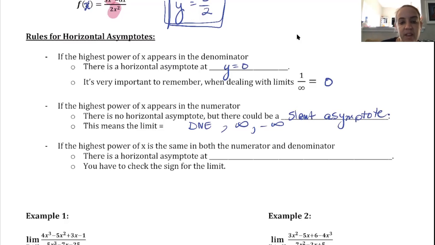And if the highest power of x is the same in both the numerator and denominator, there is a horizontal asymptote at y equals, and I know in your pre-calc you use p over q, but it's the ratio of the coefficients. You have to check the sign at the limit to know if you're dealing with positive or negative.